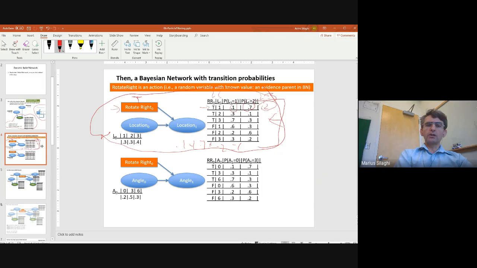If there's no order to rotate and you're in location 1, then you remain in location 1 with 60% probability, move to location 2 with 0.3, and to location 3 with 0.1, and so on.